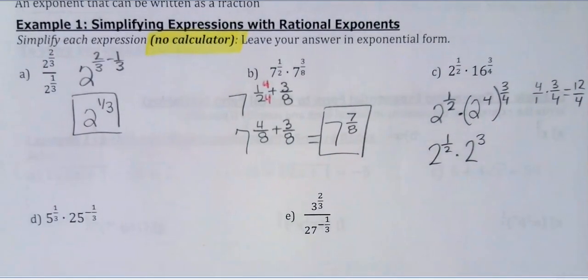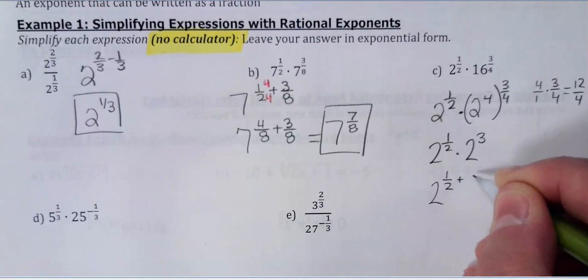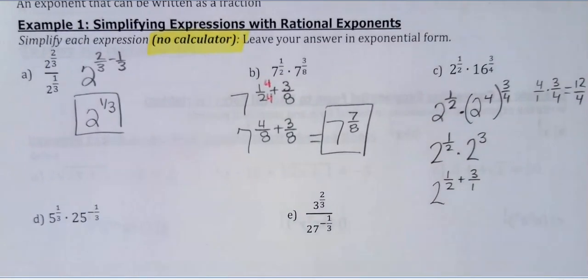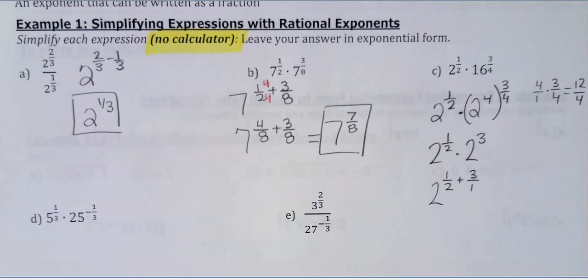Okay, now again, I don't have a common denominator here. So what I need to do is add 1/2 to 3. And if I just have a plain number, I usually write it over 1 just to give me a space to get a common denominator. What would you do to 3/1 so you could add it to 1/2?